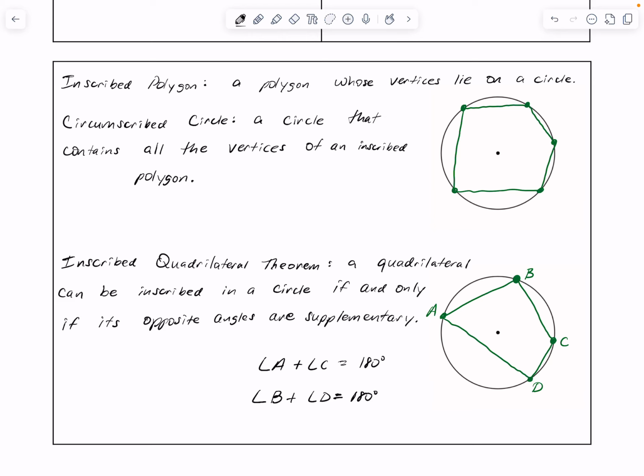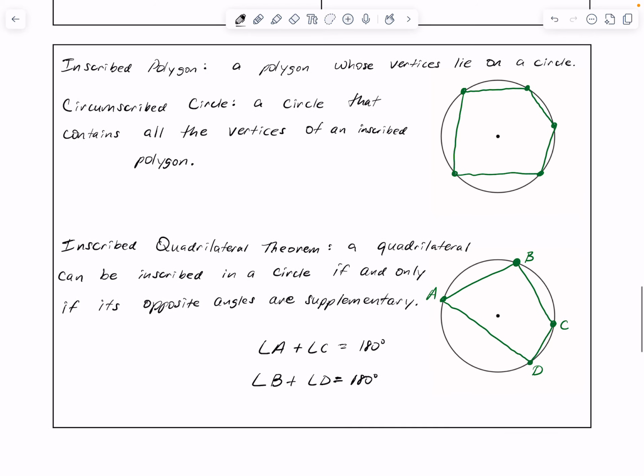In this lesson, I'm going to go over how to use the inscribed quadrilateral theorem. This is going to be part 2 of our video notes on 10.4. All right, so a couple of things here in this first box, looking at an inscribed polygon, which is a polygon whose vertices lie on a circle. So you can see this inscribed polygon in green that I put on there. And then a circumscribed circle would be a circle that contains all the vertices of an inscribed polygon.